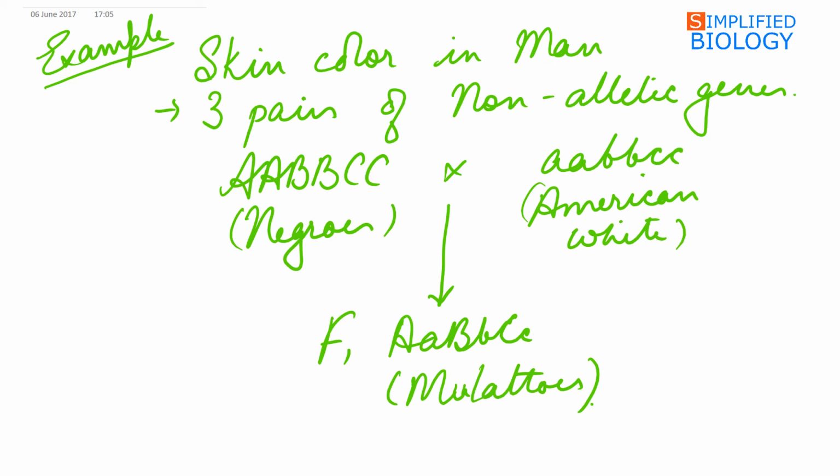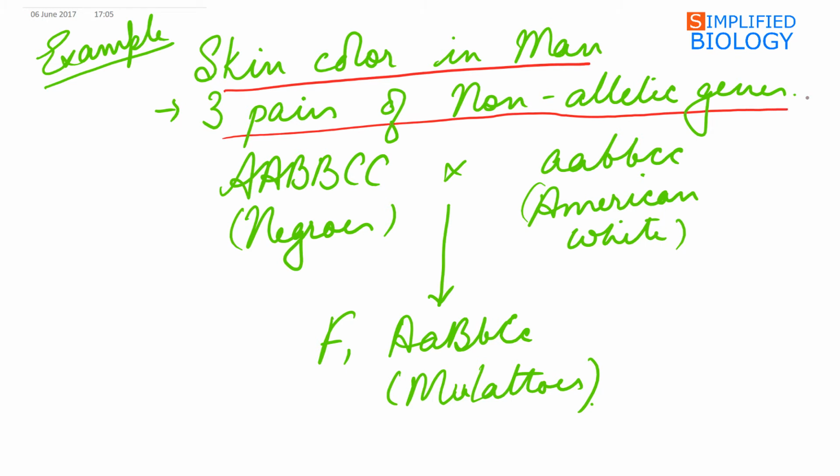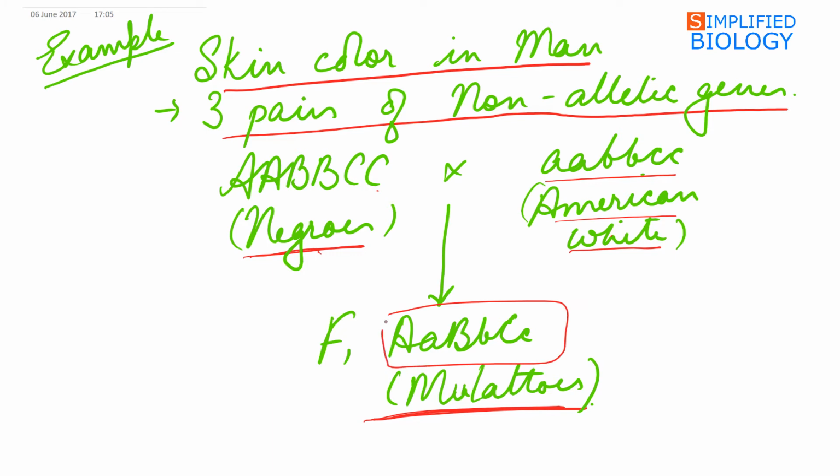Now let's take another example. Skin color in man, for which three pairs of non-allelic genes are responsible. Means they are two dominant A, two dominant B and two dominant C. When all six are present, they are the Negroes. When all are recessive, they are the American whites. Now when these two are crossed, in the F1 generation, all the offsprings produced have an in-between color. The three dominant genes are present and they are referred as mulattoes.